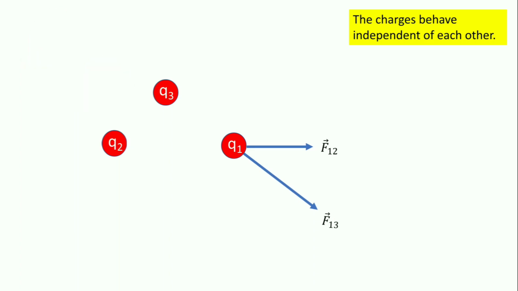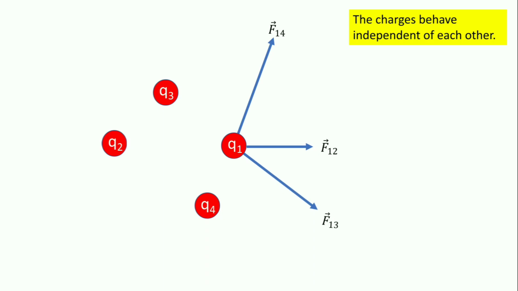Similarly, appearance of one force does not affect another force. All the forces are independent of each other. That means charges behave independent of each other. Suppose now we have another charge q4. It produces some force, that is F14, on charge q1. Now we have three forces acting on charge q1. And as I said, these forces behave independent of each other.